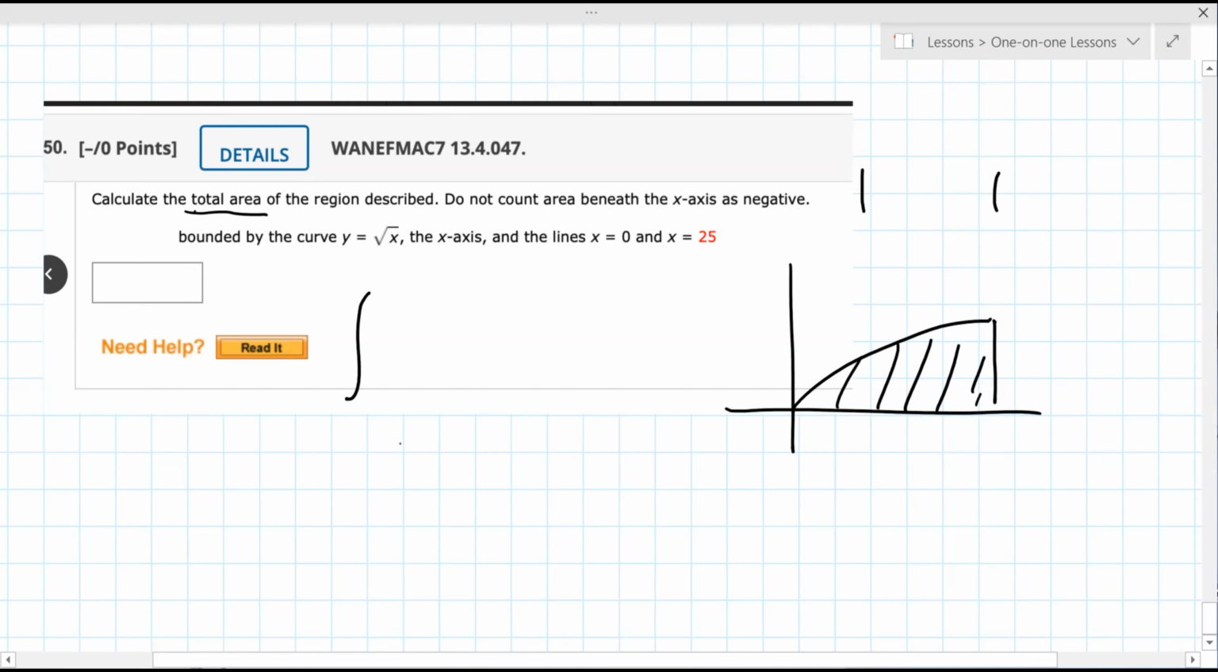So you're integrating from 0 to 25. Usually that's your a and that's your b. Square root of x dx. So this is something you can definitely do in your calculator. You can use your Math 9 on this and get a number. It's got to be a nice number though, because it's expecting something reasonable here.